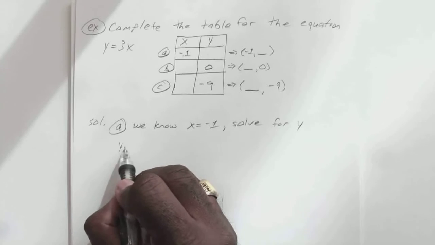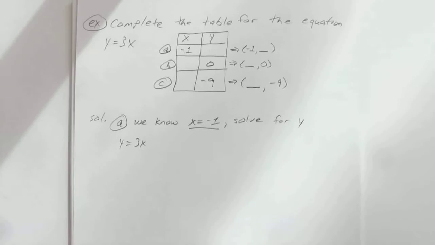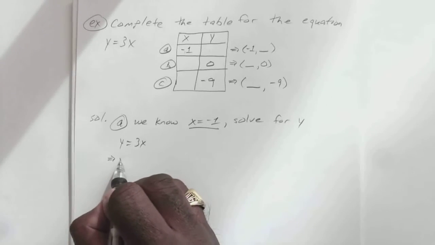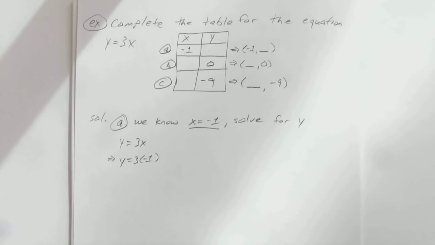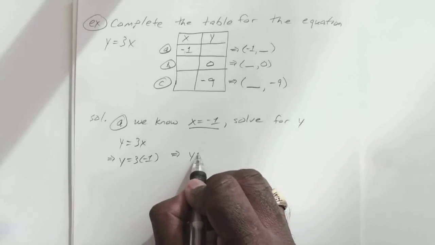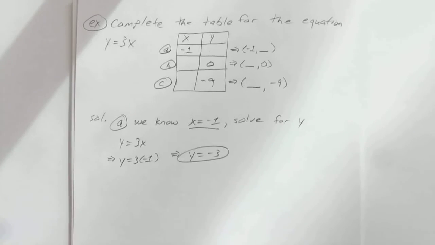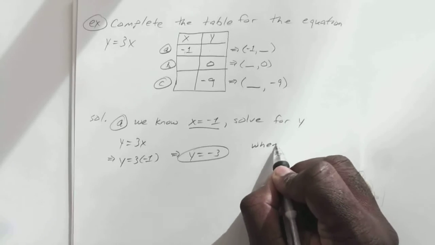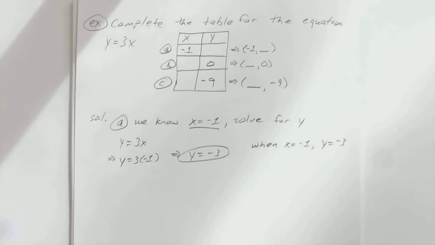Okay, so we know that y equals 3x. Since we know x is -1, that just means y equals 3 times -1. So y is equal to -3. Okay, so we know that when x equals -1, y is equal to -3. All right, so we can do the same thing for B.